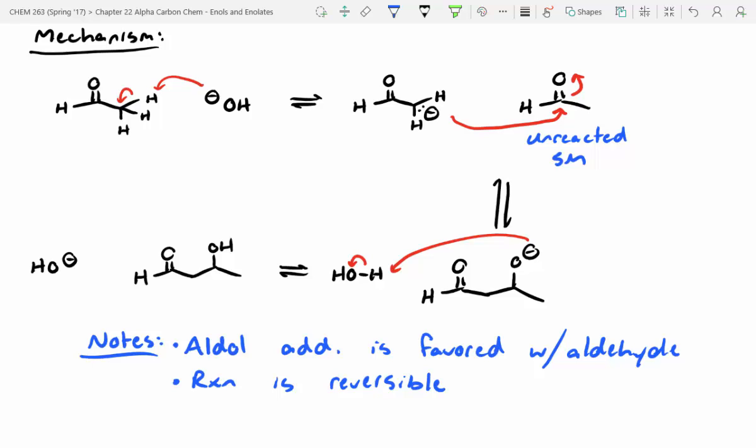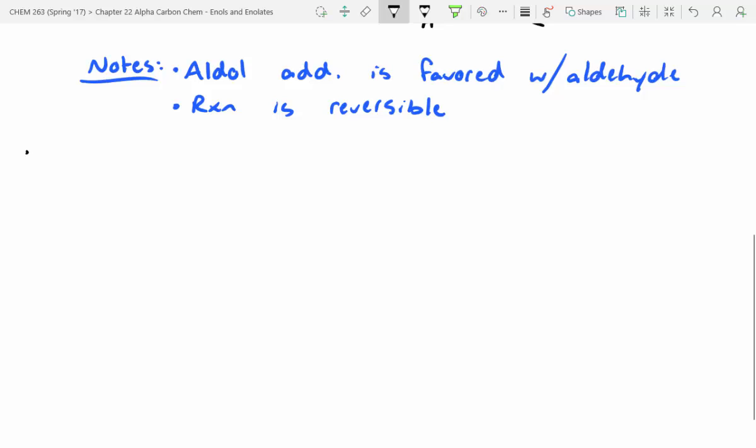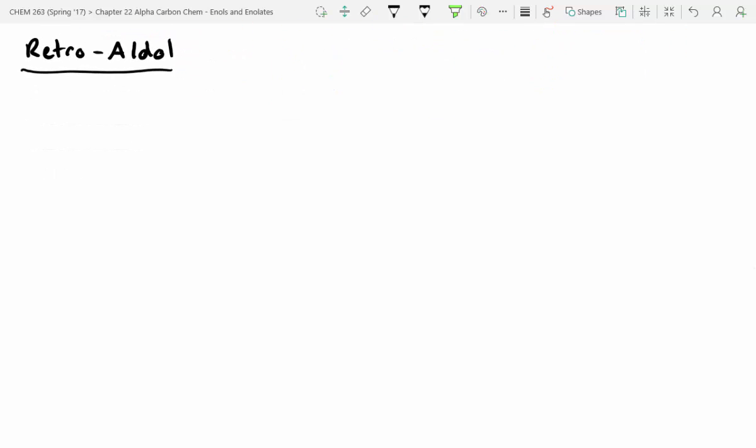Okay, so let's take a look at the reverse reaction. And this is called a retroaldol. And like I said in the other chapter, if you can do a backwards reaction, that's a good sign that you know how to do the forward one, right? Okay, so let's do this in reverse. If we've got hydroxide around, we know that we can deprotonate this alcohol, give us our alkoxide.